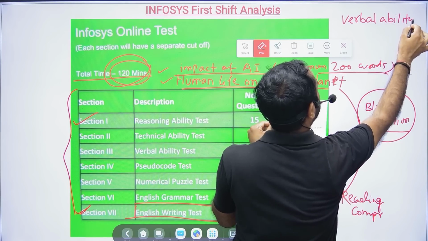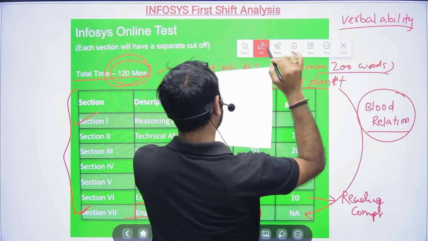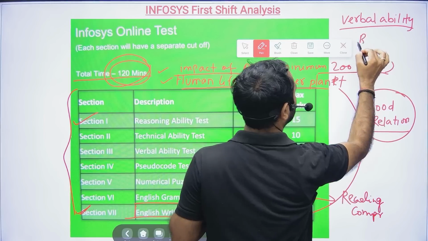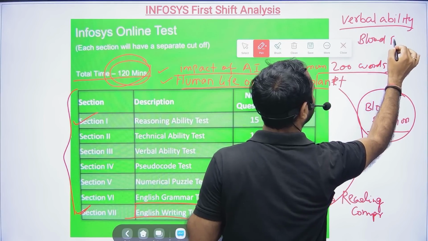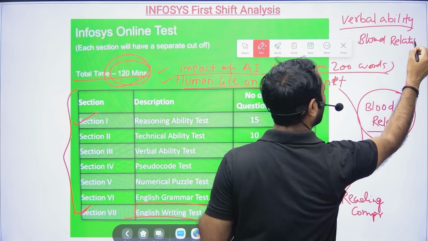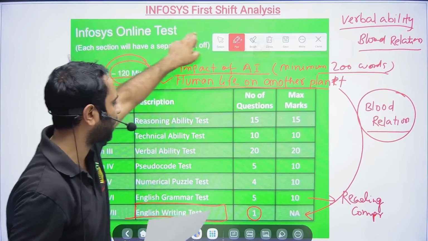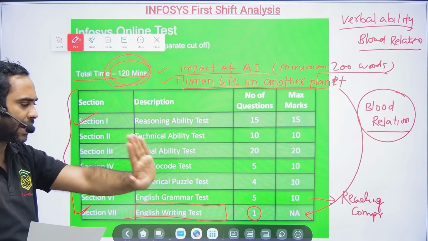And one more thing he said, blood relation. The blood relation questions were a little tricky. I'm not sure what the question of blood relation was, but blood relation videos have already been covered inside the course. So pattern wise, it remains the same.